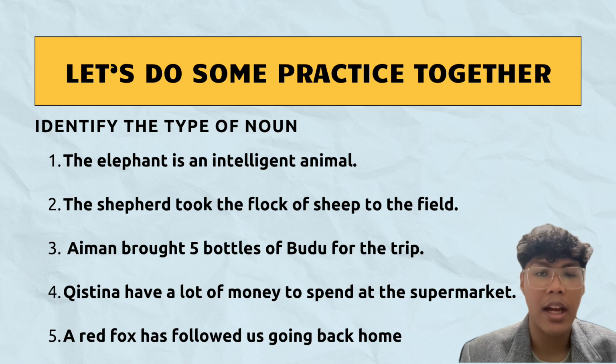And then for the fourth question, Christina has a lot of money to spend at the supermarket. It is an uncountable noun because we cannot count how much money Christina has to spend at the supermarket, because we cannot count it with numbers.